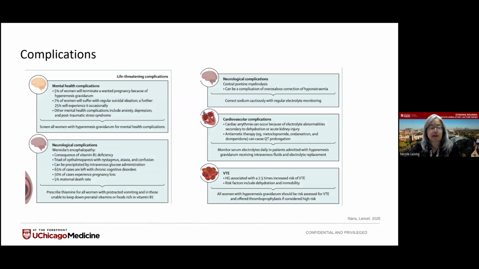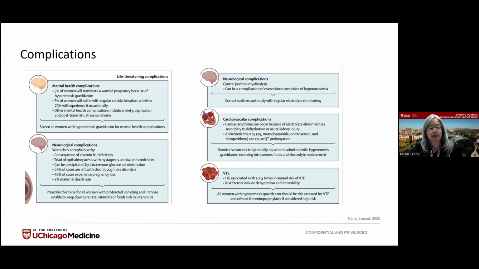So moving on to some potentially life-threatening complications of severe nausea and vomiting. I think one of the big things we think about is something called Wernicke's encephalopathy. This is a result of chronic vitamin B1, or thiamine, deficiency. Oftentimes, someone who requires IV fluids will have thiamine added to their IV fluids in order to prevent Wernicke's encephalopathy.